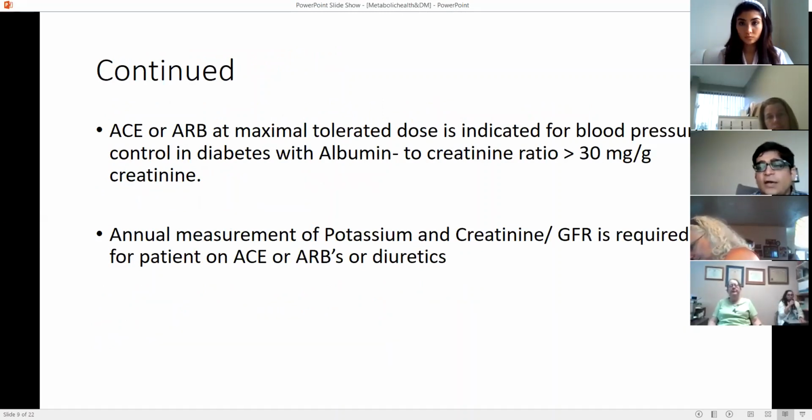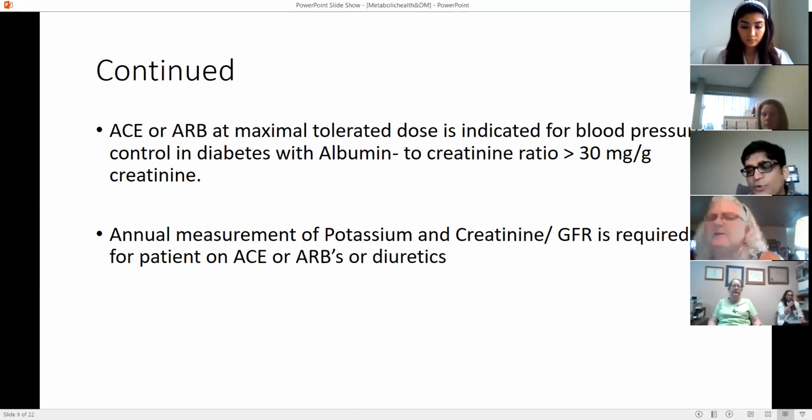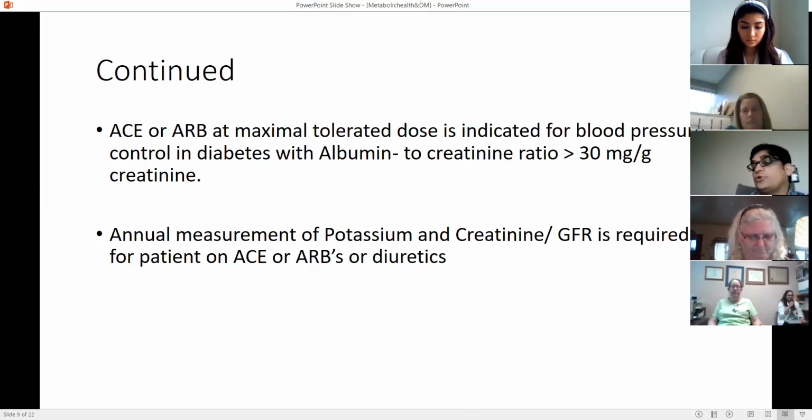So an ACE and an ARB again is indicated for blood pressure control in patients who have diabetes with albumin greater than 30. So if they have albuminuria, microalbuminuria, some albumin coming out, and they have hypertension, then that's the indication to start the blood pressure medication. Just albuminuria in the initial stages, and the blood pressures are fine in the target range, really, that is not a strict indication to use it for the so-called renal protection.